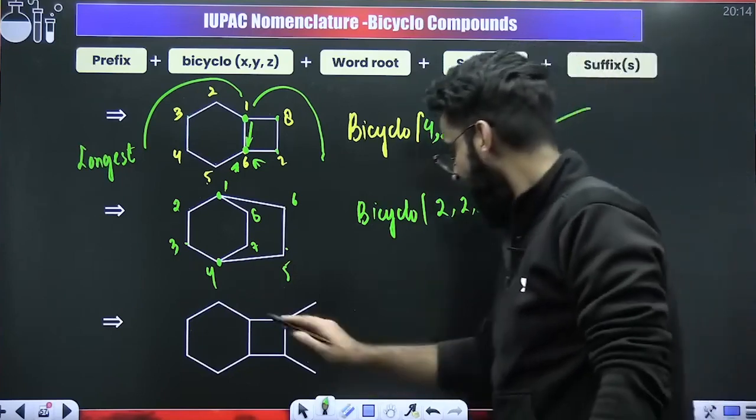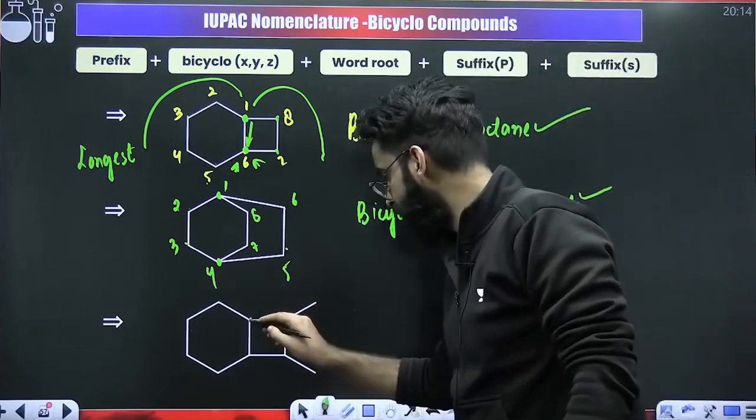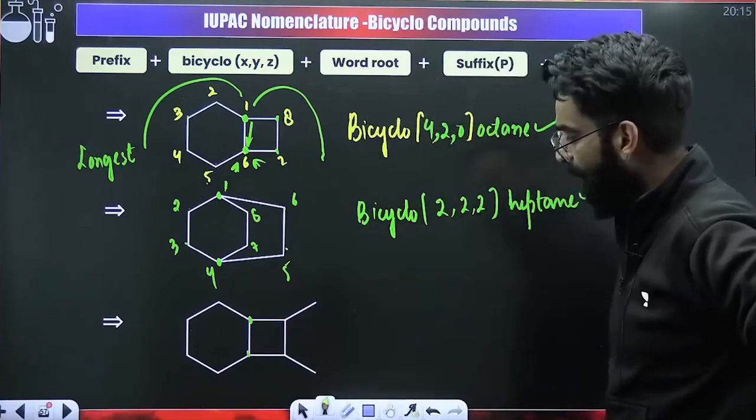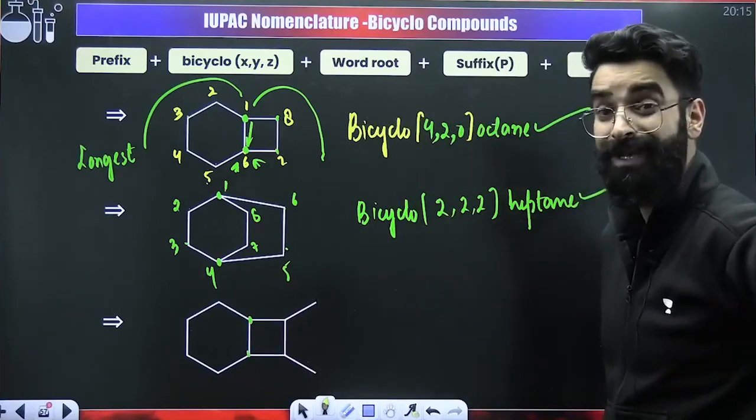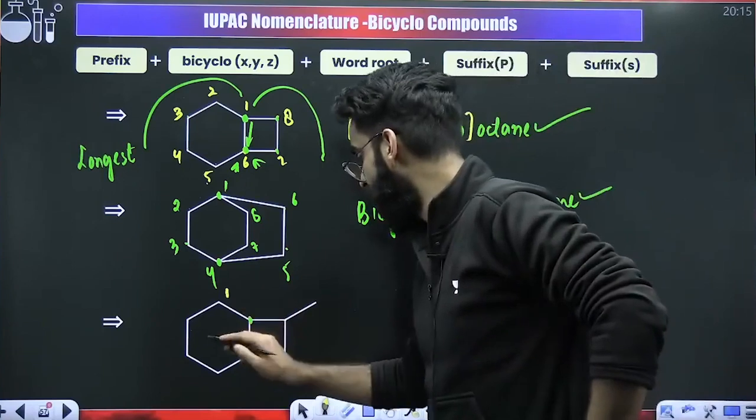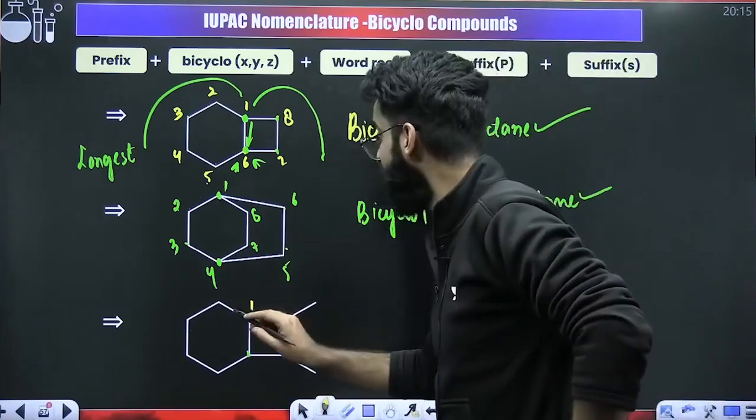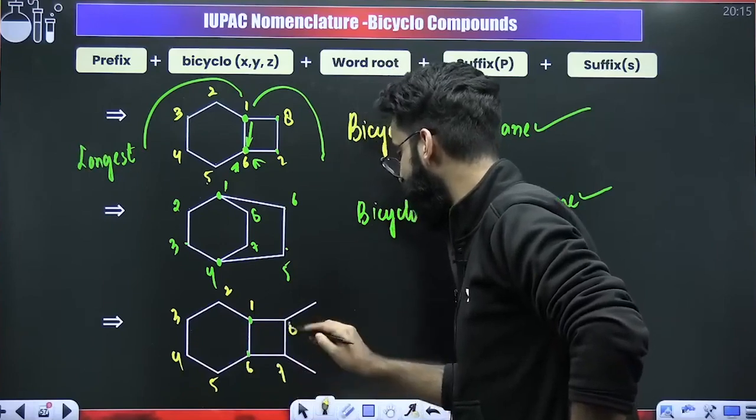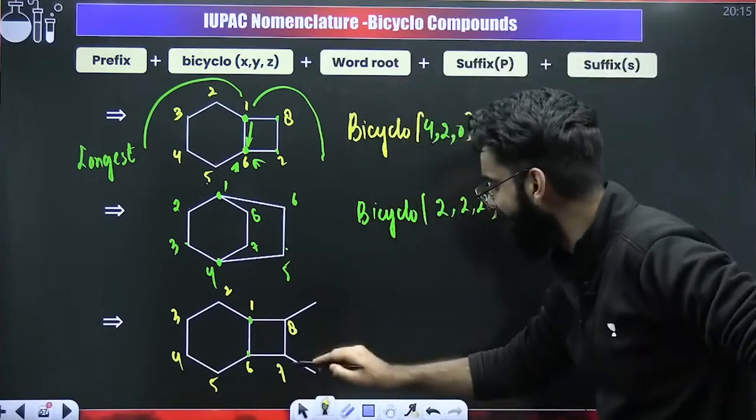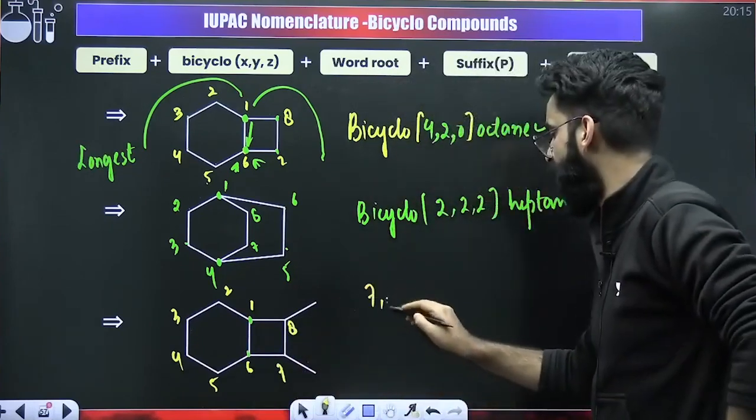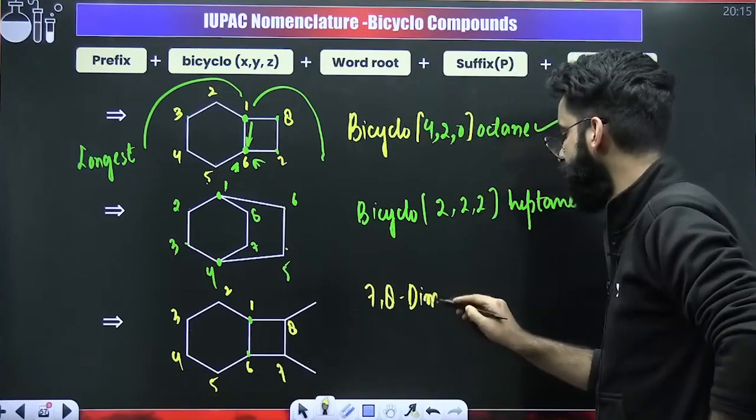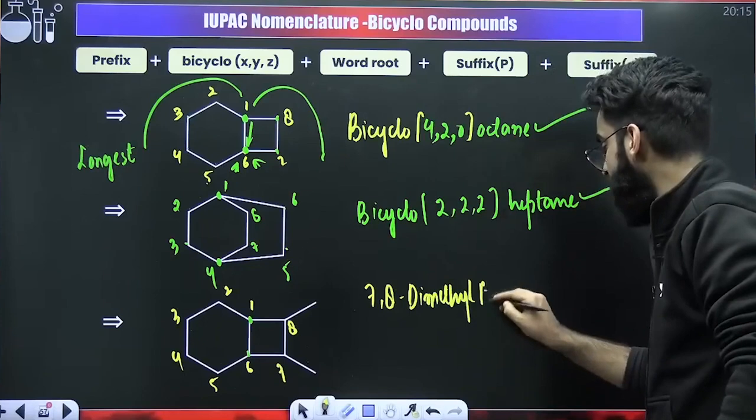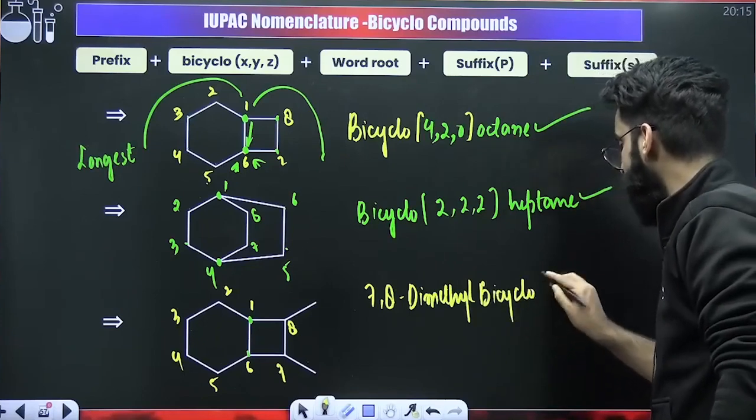Okay, this is again a bicyclo compound. These are your bridgehead carbons. Now, which ring do you have to choose? The larger size ring. Calling this carbon number 1, this is 2, this is 3, this is 4, this is 5, this is 6, 7 and 8. So first of all, at 7 and 8 there are 2 methyl groups, so 7,8-dimethyl. Then you'll be using the term bicyclo.